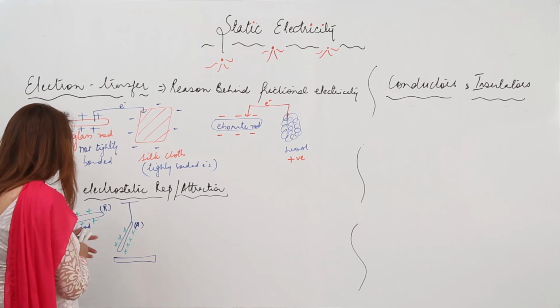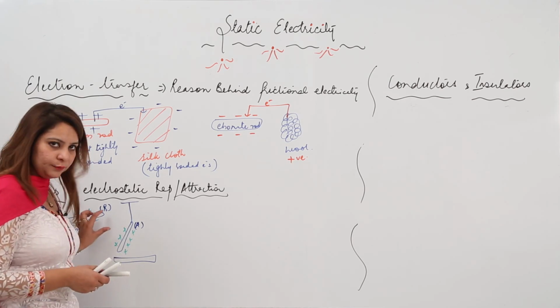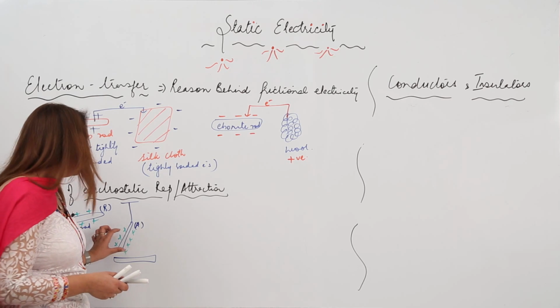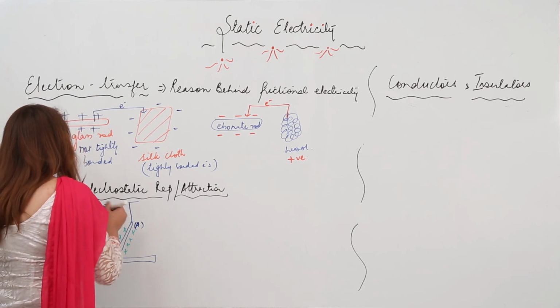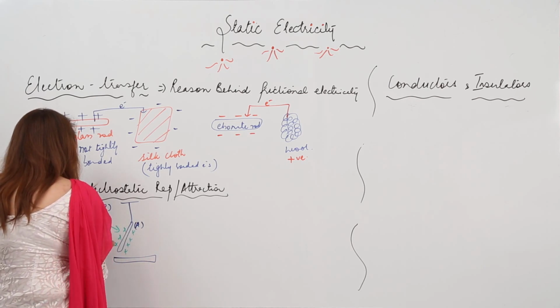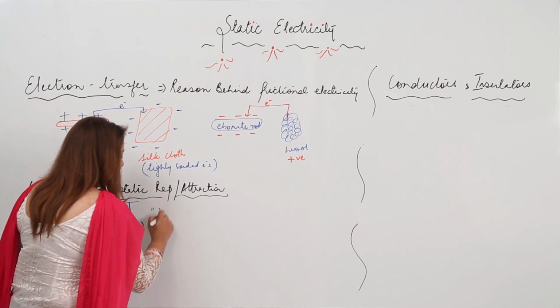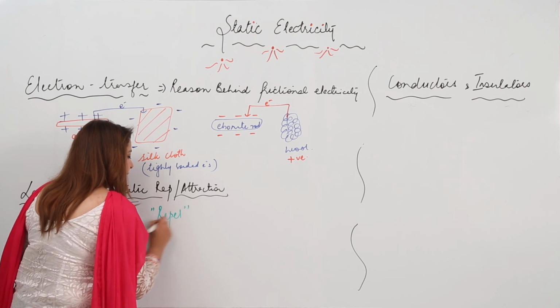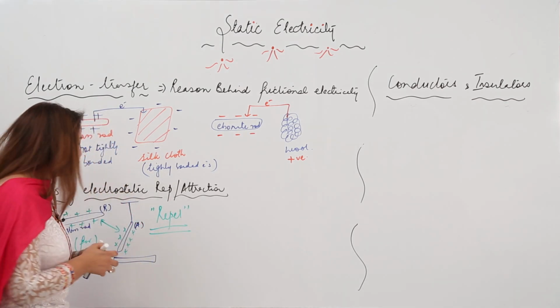When I try to bring this glass rod towards the glass rod which is suspended, what we see is that they repel each other. They start moving away. They move far apart. That means they repel each other because they both have the same charges.